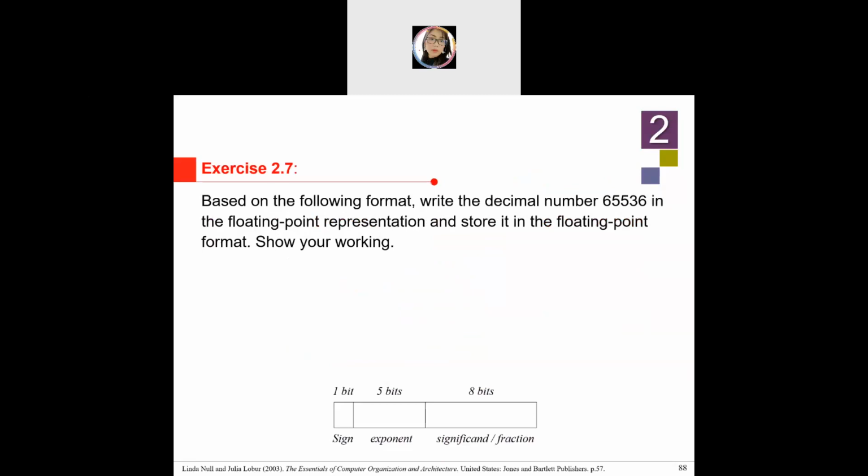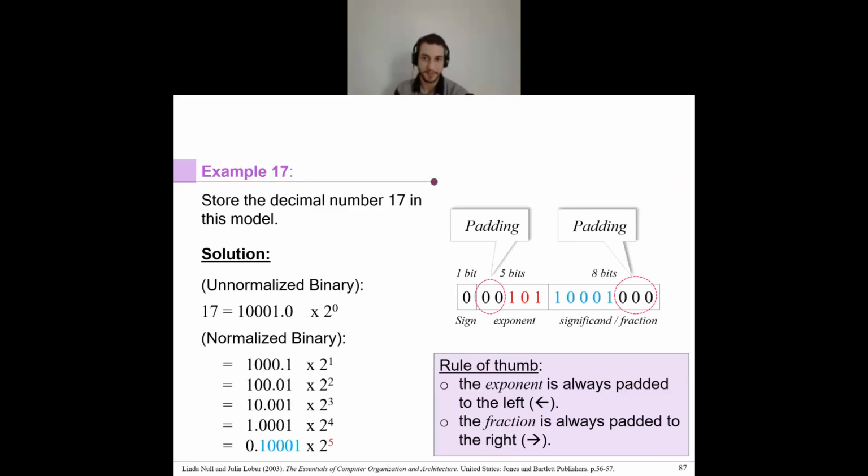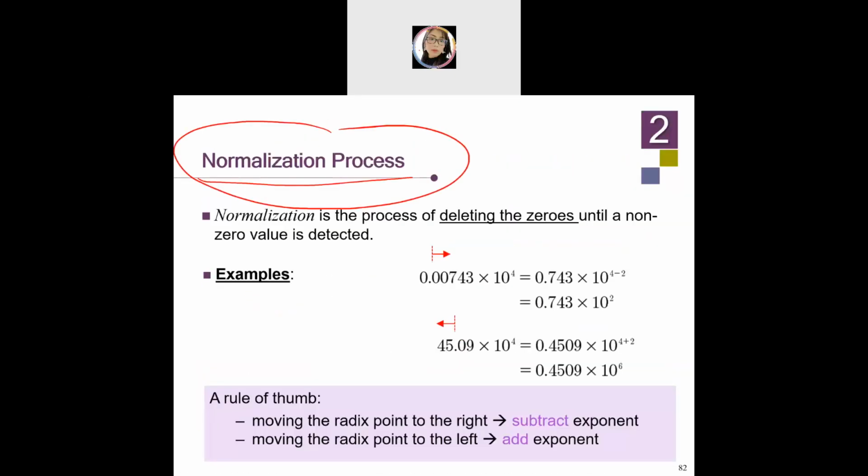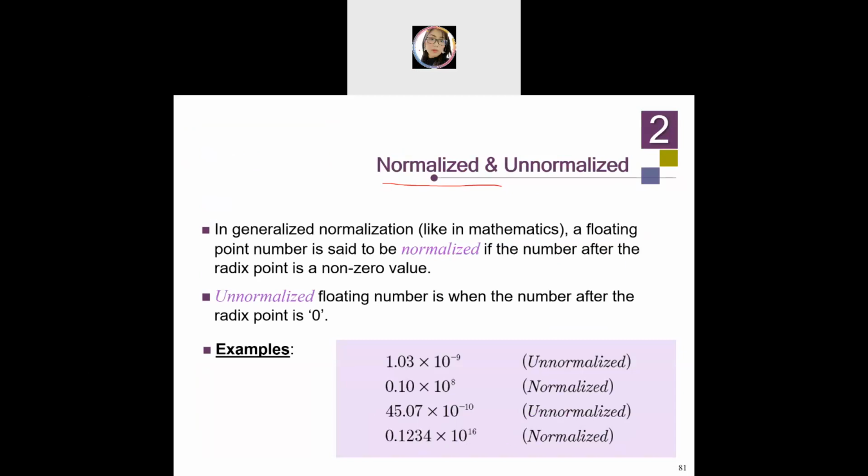Yes, doctor. I think I get this, but do we move the radix point until we meet the first number? Is that correct? You need to remember our normalization process, which has several rules: after the radix point is non-zero and before the radix point is 0. Like this. Before it is 0, after that is non-zero. Okay.